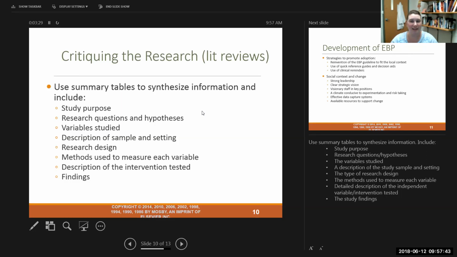We are working in depth in this class on trying to use literature reviews and having kind of a critiquing table where we are identifying what the purpose of the study is, what the research questions are, those variables, descriptions of our sample and our setting, what the research design was, methods that they might have used, descriptions and findings.